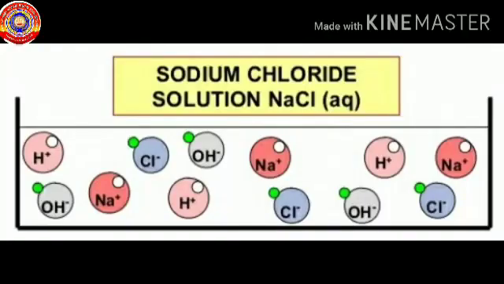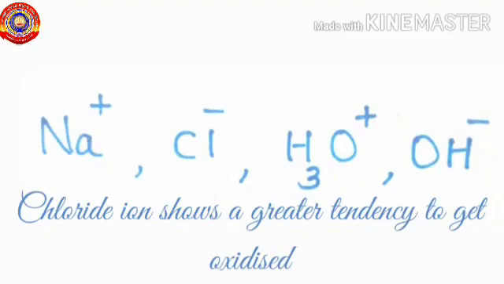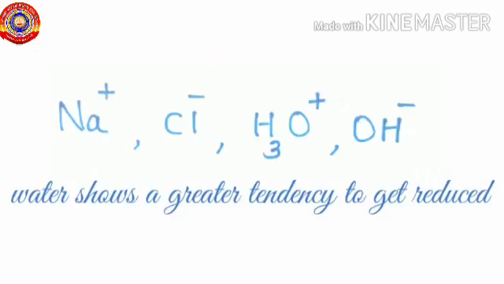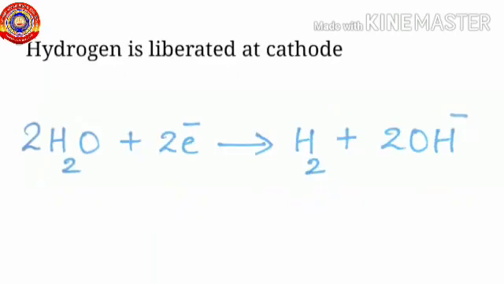In the case of sodium chloride solution, 4 types of ions are present in this electrolyte, 2 from the NaCl and 2 from the water. Along with these ions, water molecules are also present. Comparing the reactivity of anions with the water molecule, chloride ion shows a greater tendency to get oxidized. Hence, chlorine gas is liberated at the anode. But while comparing the reactivity of cations with the water, water shows a greater tendency to get reduced. Hence, hydrogen gas is liberated at the cathode.